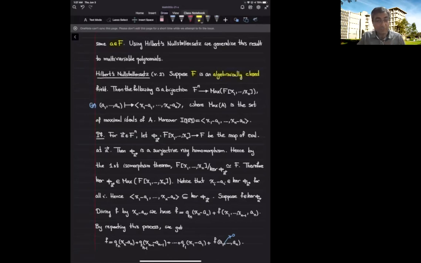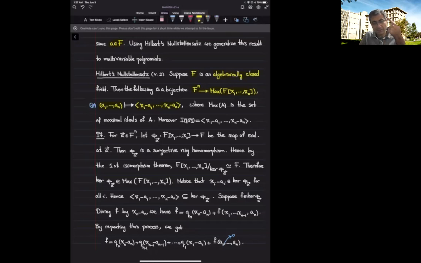Then the following is a bijection. Given a point inside F^n, I'm going to give you a maximal ideal of the ring of polynomials in n variables. And what is it? Starting with the vector (a1, ..., an), I look at x1 minus a1, x2 minus a2, ..., xn minus an, and I look at the ideal generated by this. Claim: this is a maximal ideal.